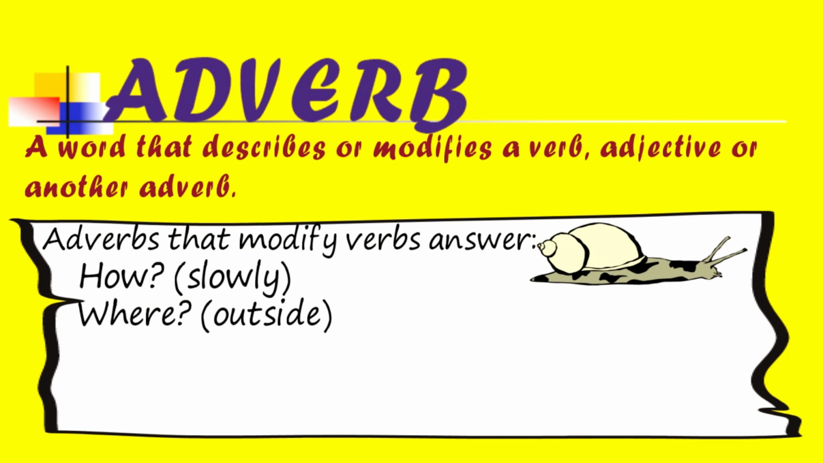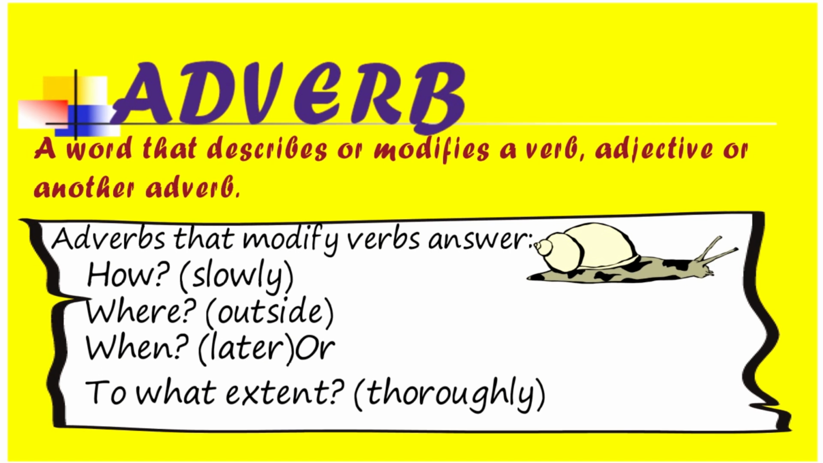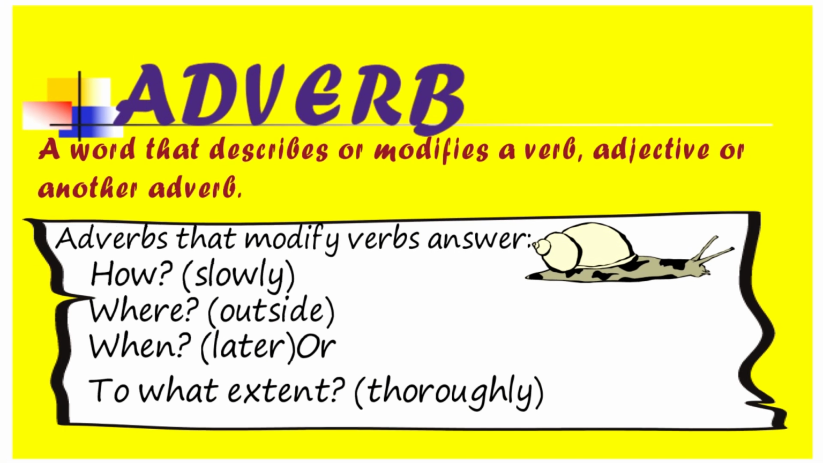Where? And here it's a place. We are staying inside these days, so we can't go outside. Outside is an adverb of place, which means out of our homes because of the coronavirus. When? Time. For example, later. I will meet you later. And then we have another question. To what extent? We ask this question, to what extent? I am learning English thoroughly. To what extent? Thoroughly, which means exhaustively, completely, every day.